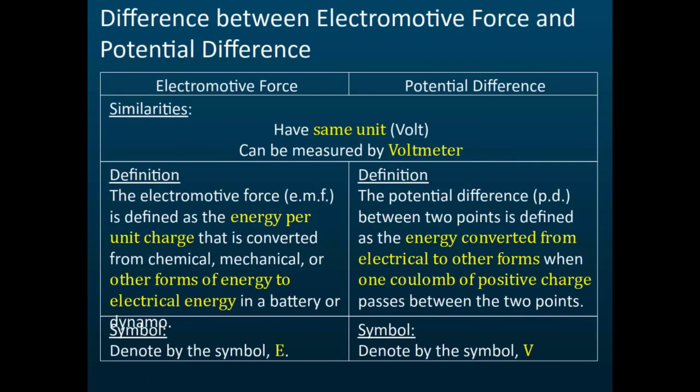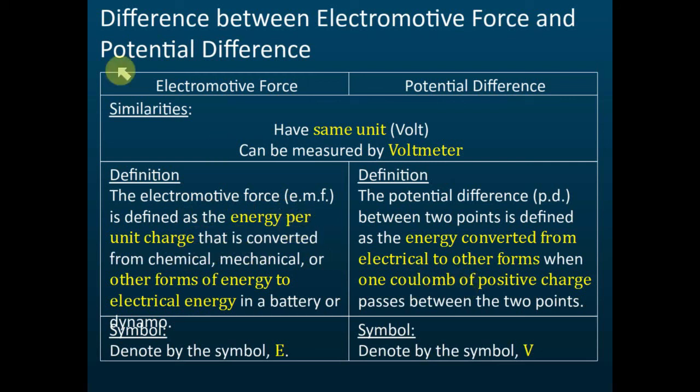Let's go back to the differences between electromotive force and potential difference. Okay, differences and similarities, actually. So for EMF and potential difference, the similarity is that both of them have the same unit, volt. Electromotive force is measured in volts, potential difference is also measured in volts, and both of them are measured using a voltmeter. By definition, electromotive force is defined as the energy per unit charge.